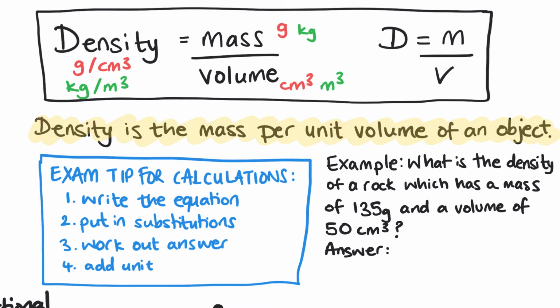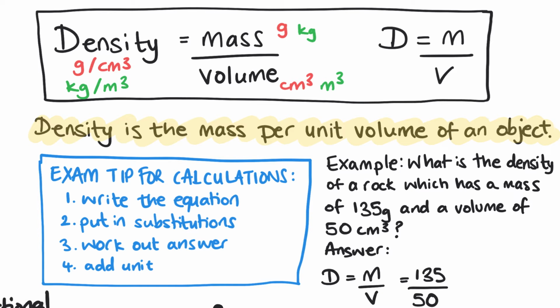Let's try and work out what is the density of a rock which has a mass of 135 grams and a volume of 50 centimetres cubed. So following the 4 steps we mentioned, number 1, we're going to write the equation. So in this case, we can write D is equal to M over V. Density is mass over volume. Next thing we're going to do is put in the numbers that we know. We're told in the question that the rock has a mass of 135 grams. So in my equation, I'm going to replace the M with 135. We also know that the rock has a volume of 50 centimetres cubed. So I'm going to replace the V with 50.